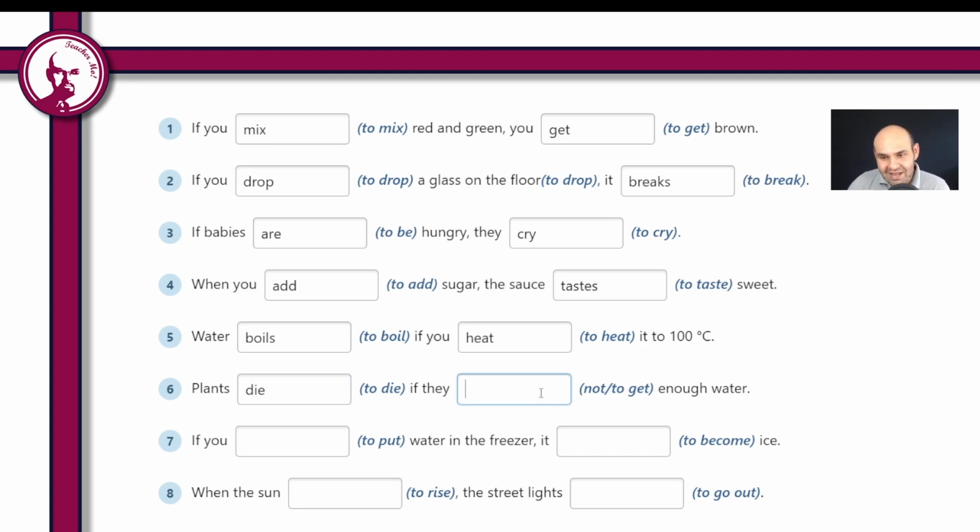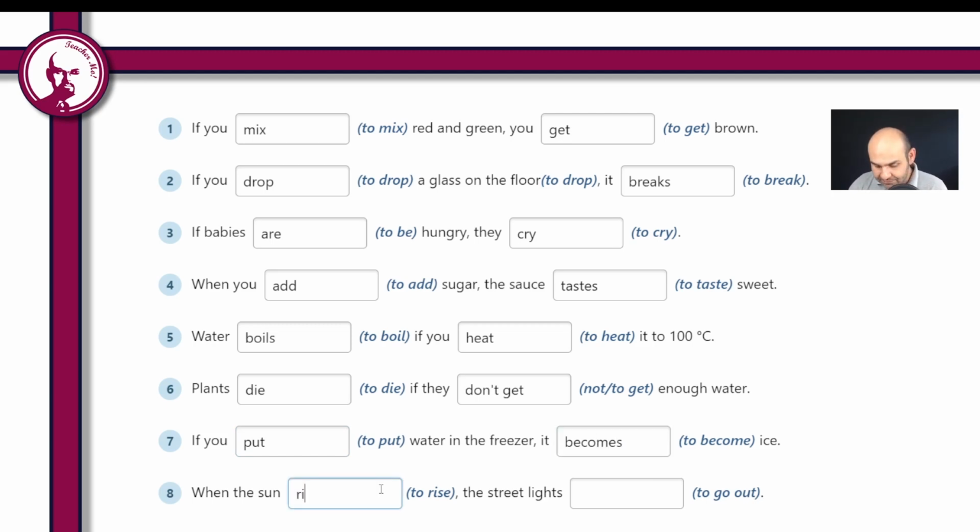Simple present, negative form. So what are the auxiliary verbs that we use in the simple present verb tense when we want to make it negative? Good. Do or does. Which one should we use here? Do or does. If they do, negative form. If they don't get enough water. Tell me about number 7. If you put water in the freezer, it becomes ice.